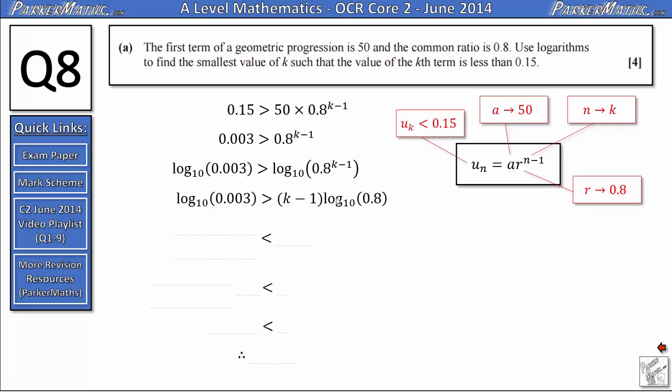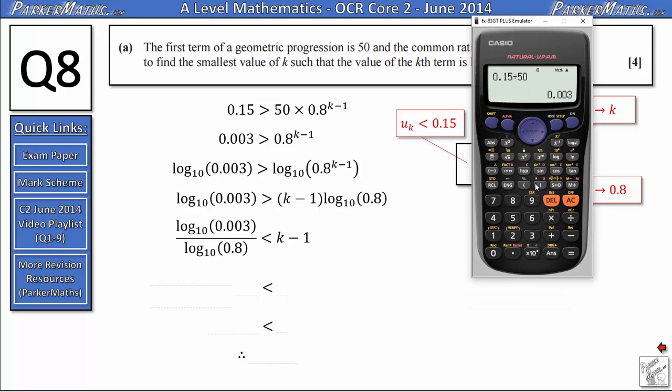For the next step, I'm going to divide through by log 0.8. So I'm going to get log of 0.003 divided by log 10 of 0.8 is less than k minus 1. Notice that the inequality here has switched directions. And the reason for that is that log of 0.8 is negative, because log of anything less than 1 will be negative. Log 1 is 0, remember. So if we're dividing by a negative number, the laws of inequalities say that we need to flip the inequality sign over. So that's why here we've got a greater than sign and it becomes a less than sign here.